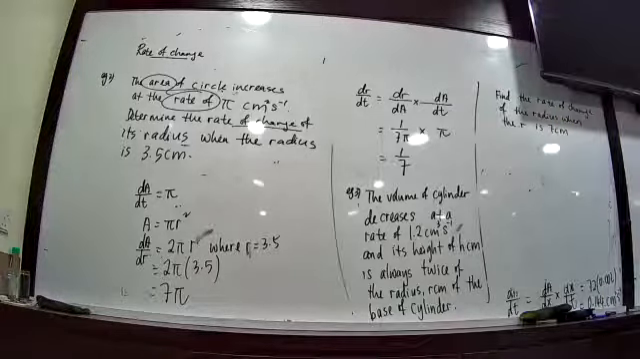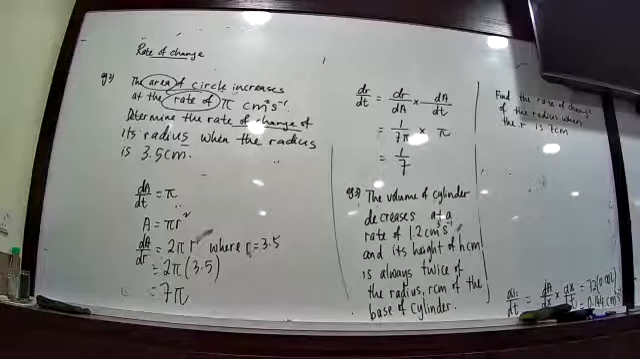Okay, ladies and gentlemen, do it now. I give you 2 minutes. 看你们能做到吗? The volume of the cylinder decreases at the rate. When you see decrease, remember you have to put the negative sign. 所以你一定要放一个 negative. And the height of the cylinder is h. So they say it's always twice the radius. 所以来自己做看.